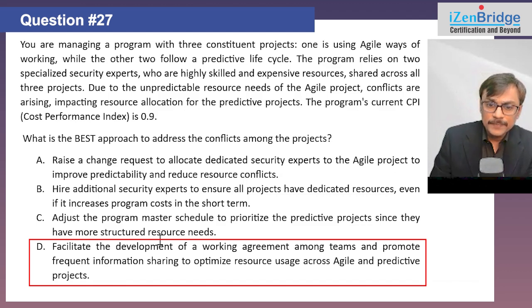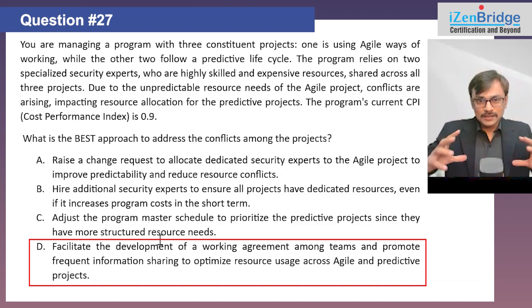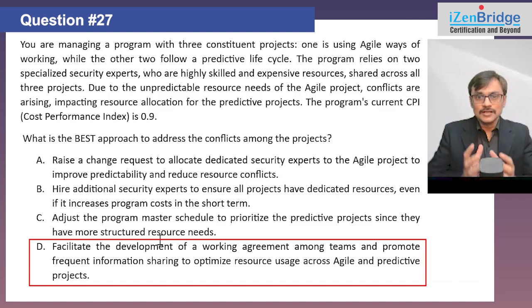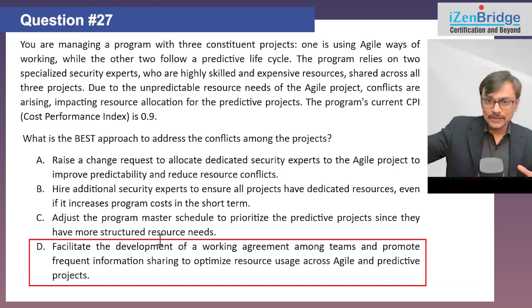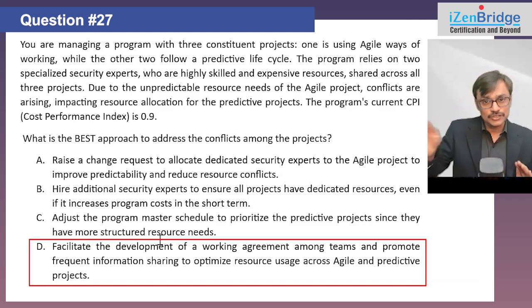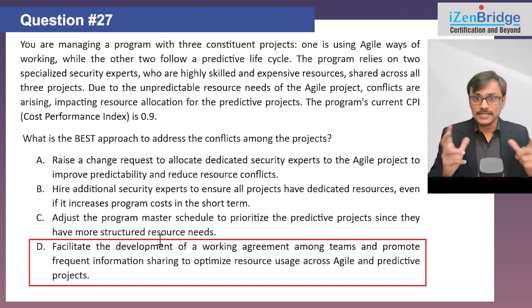Option D, facilitate the development of working agreement among teams to promote frequent information sharing to optimize resource uses across agile and predictive projects. Great textbook answer. So overall, my goal as a program manager is ensuring that we are managing the projects together so that they produce far more effective results, which is something not coming if I manage them as independent components. That is where the program management starts. So my goal is good amount of resource sharing, good amount of agreement, collaboration. So we create synergy. Even if the teams are predictive, adaptive, still I need to create synergy.